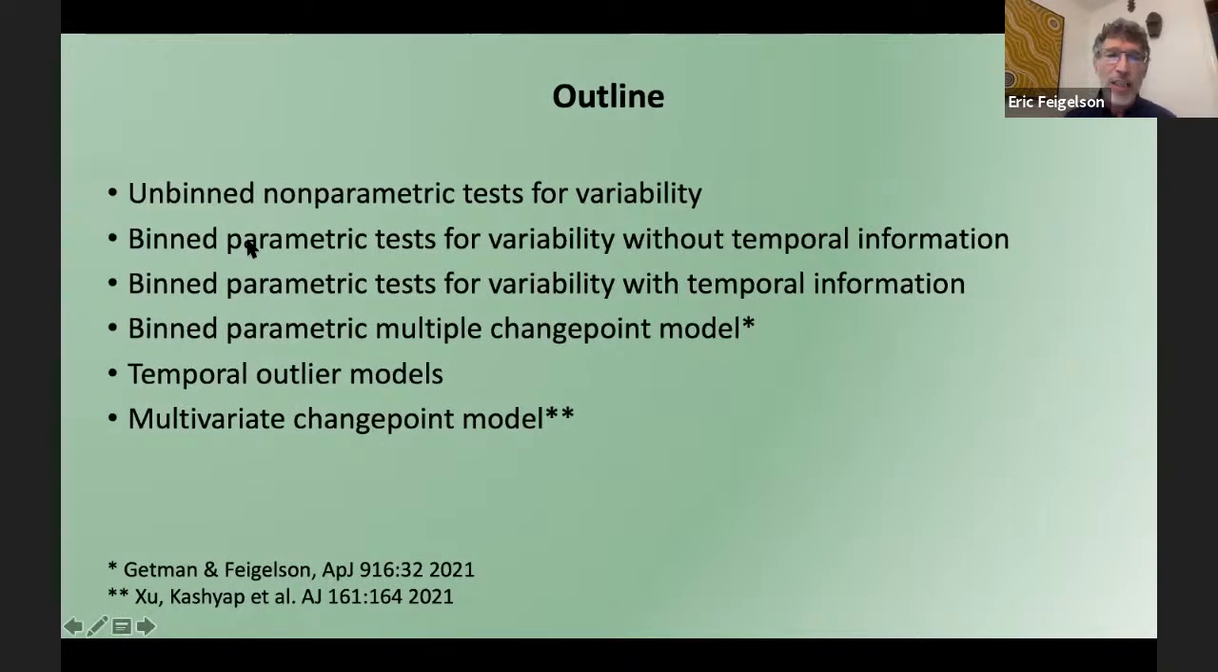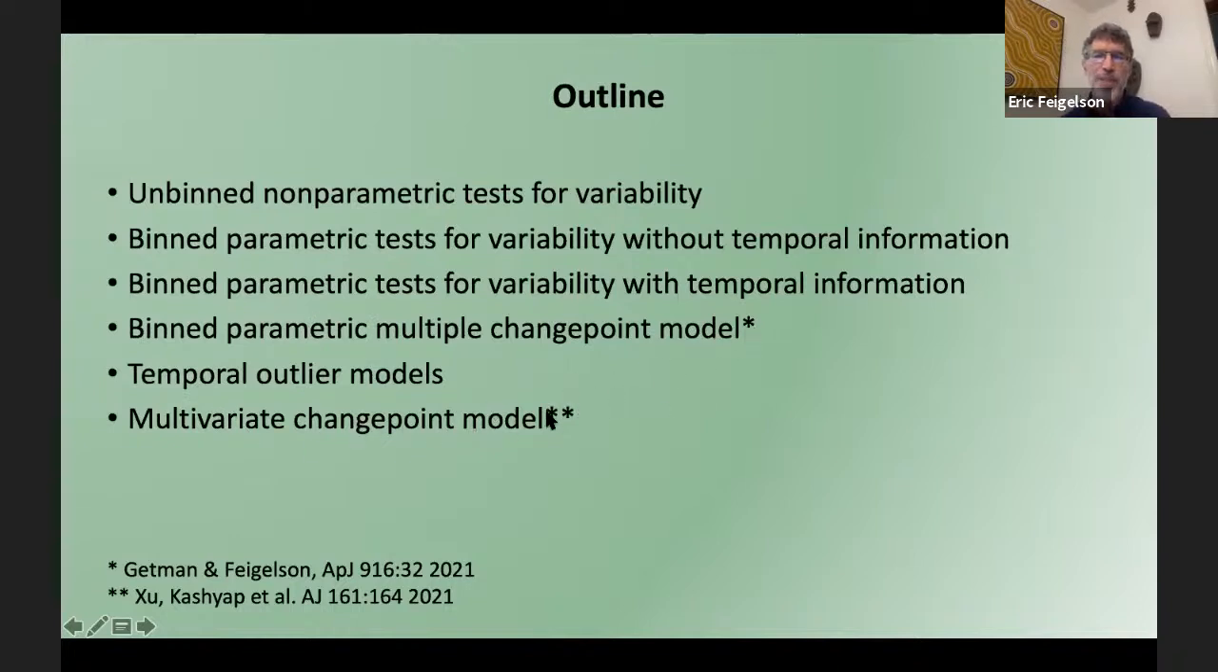So the outline of my talk that we've been thinking about is to first look at some unbinned, actual photon arrival times, with non-parametric tests for variability. Then we will consider binning them. We're not binning them to get Gaussianity, we're just binning them to get an evenly spaced time series. Bizarrely, we can actually consider the question without looking at the times, and then we can look at the temporal information. Then we'll get to some parametric change point models and end up with a more complex one.